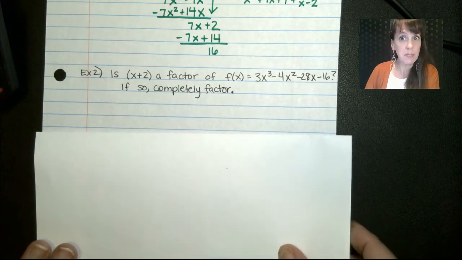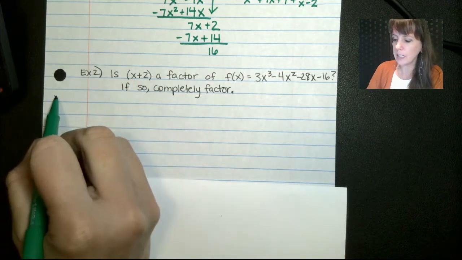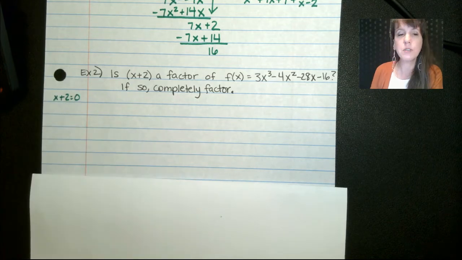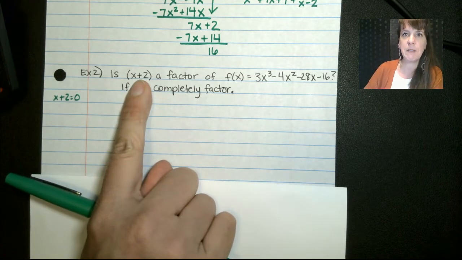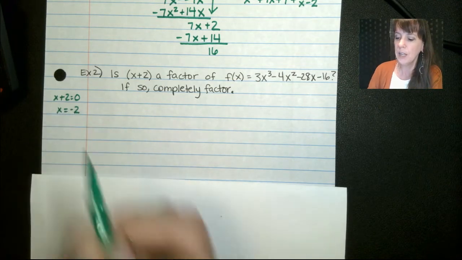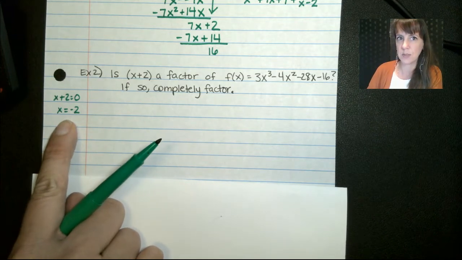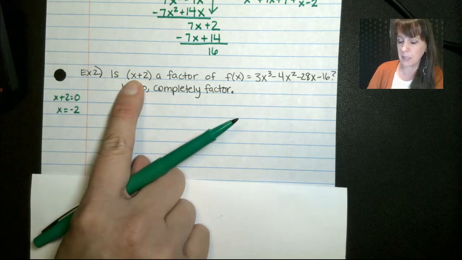Okay. Is x plus 2 a factor of f of x equals all this? If so, completely factor. All right, let's try. Here's what we do. Little side work here. We're going to say x plus 2 equals 0. We're going to use our zero product property. So if this is a factor, then when it equals 0, x equals negative 2. So one of our zeros is x equals negative 2. Essentially, you always just do the opposite of what's in here.